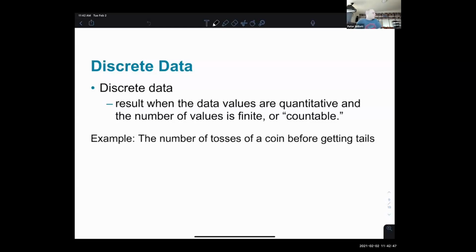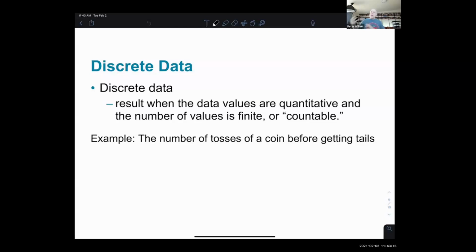Another example of discrete data would be: how many students came to class today? Looks like maybe 20, 21, something like that. That's going to be a number where there's only possibilities from 0 to 30 as basically the limit. So there's really only about 30 possibilities, and that's definitely finite. So that's an example of a discrete data value.